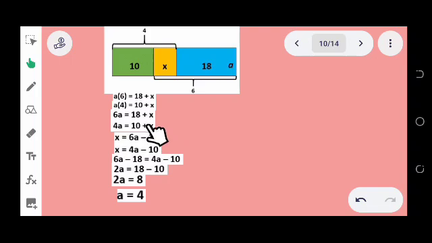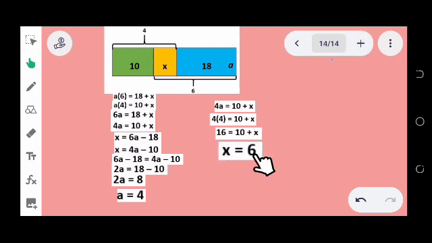Using any of the two equations here, we can actually solve for x because we now have the value of a. Let's just choose this second equation here, 4a equals 10 plus x. We substitute a by 4. So this is now 16 equals 10 plus x. x equals 6. And our problem is now solved. So the area of the orange rectangle is 6 square units.